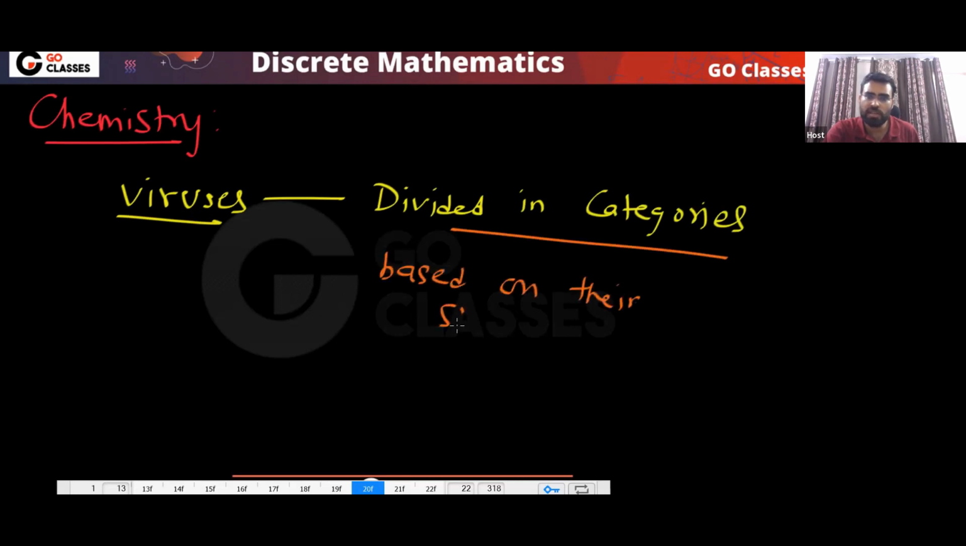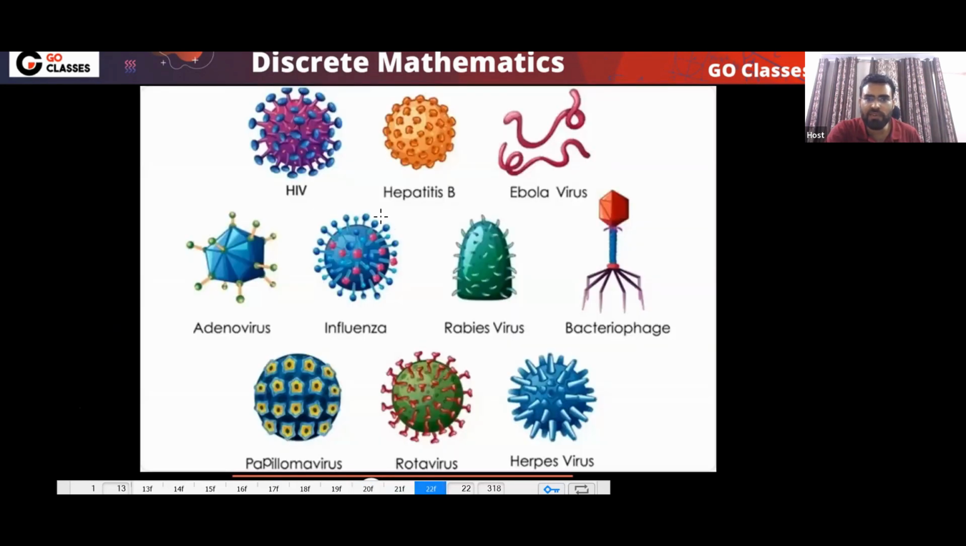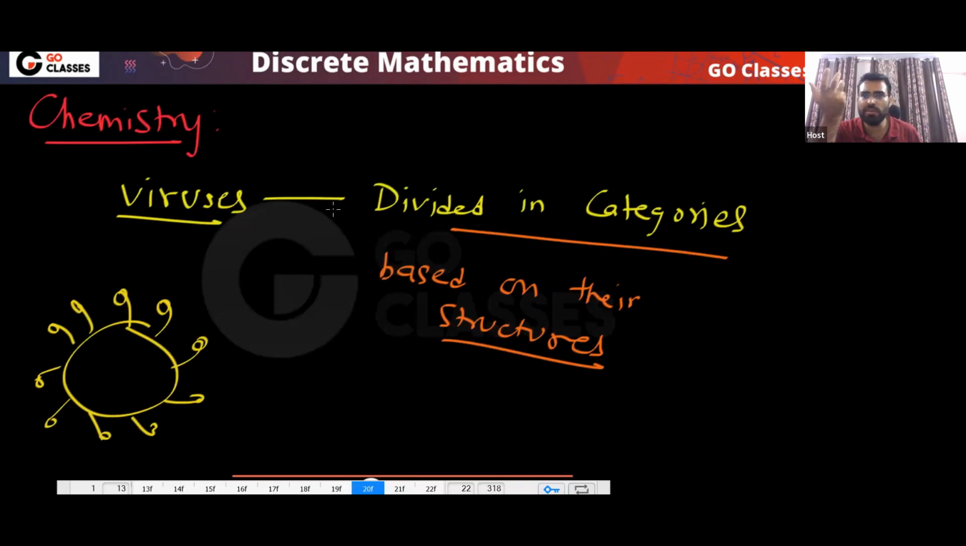Based on their structures. Okay, so now you can notice that if you study one structure, for example, let's assume you study this abstract structure. Now you can notice that in future, if any virus comes which has this structure, then automatically you have the vaccine, yes or no?